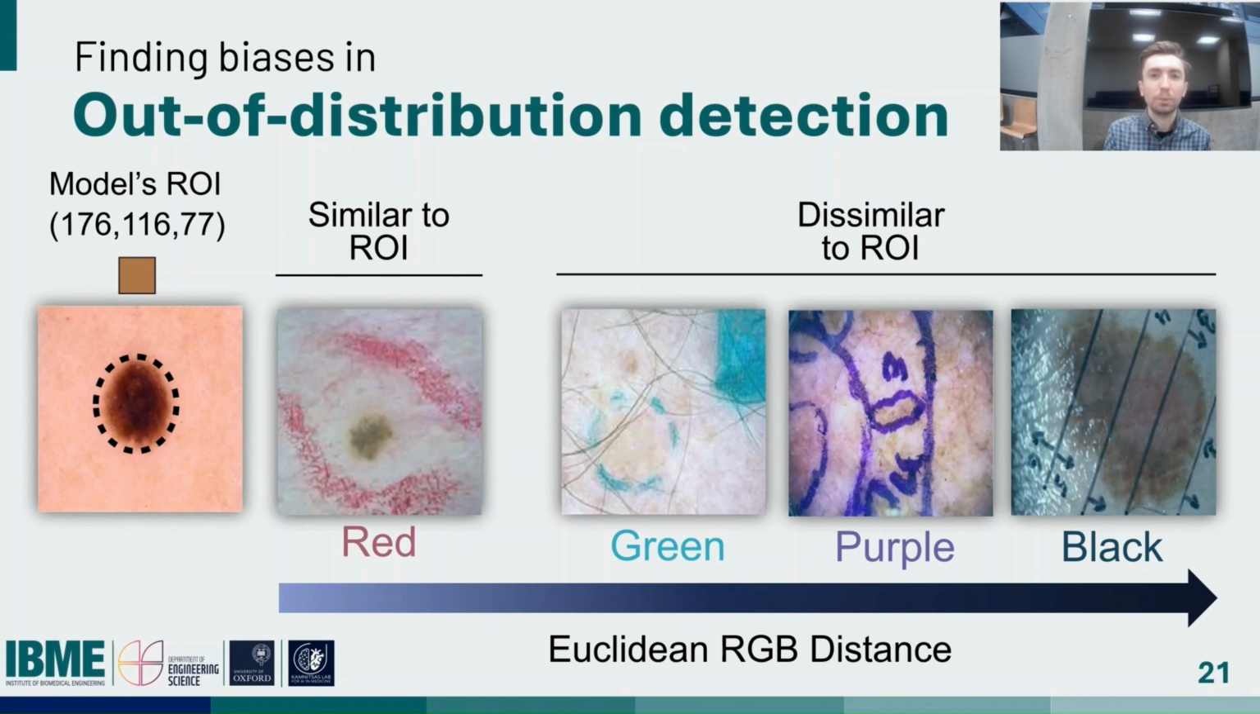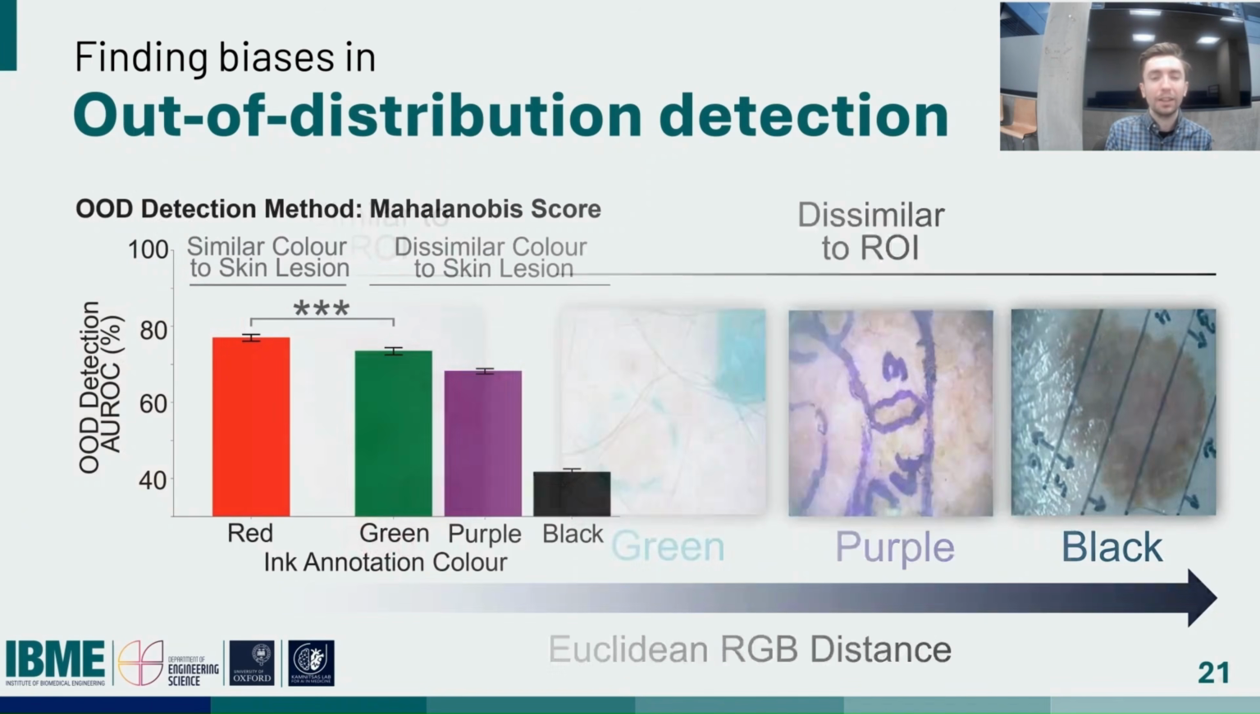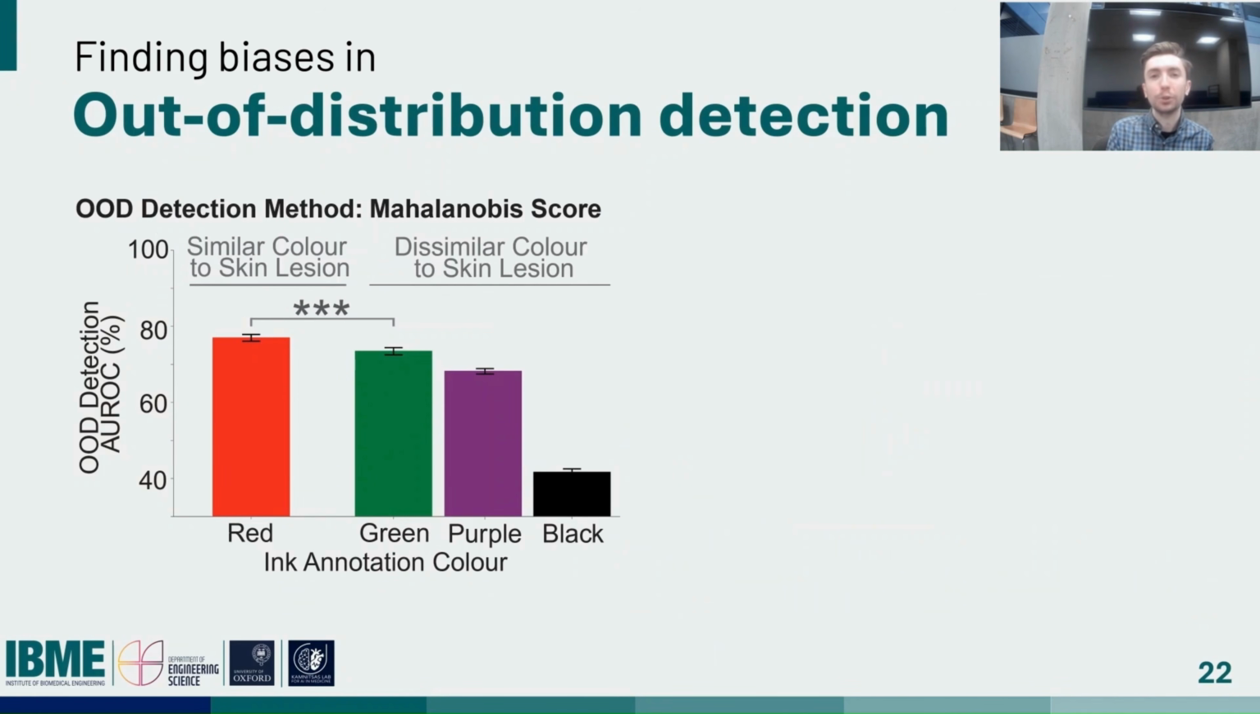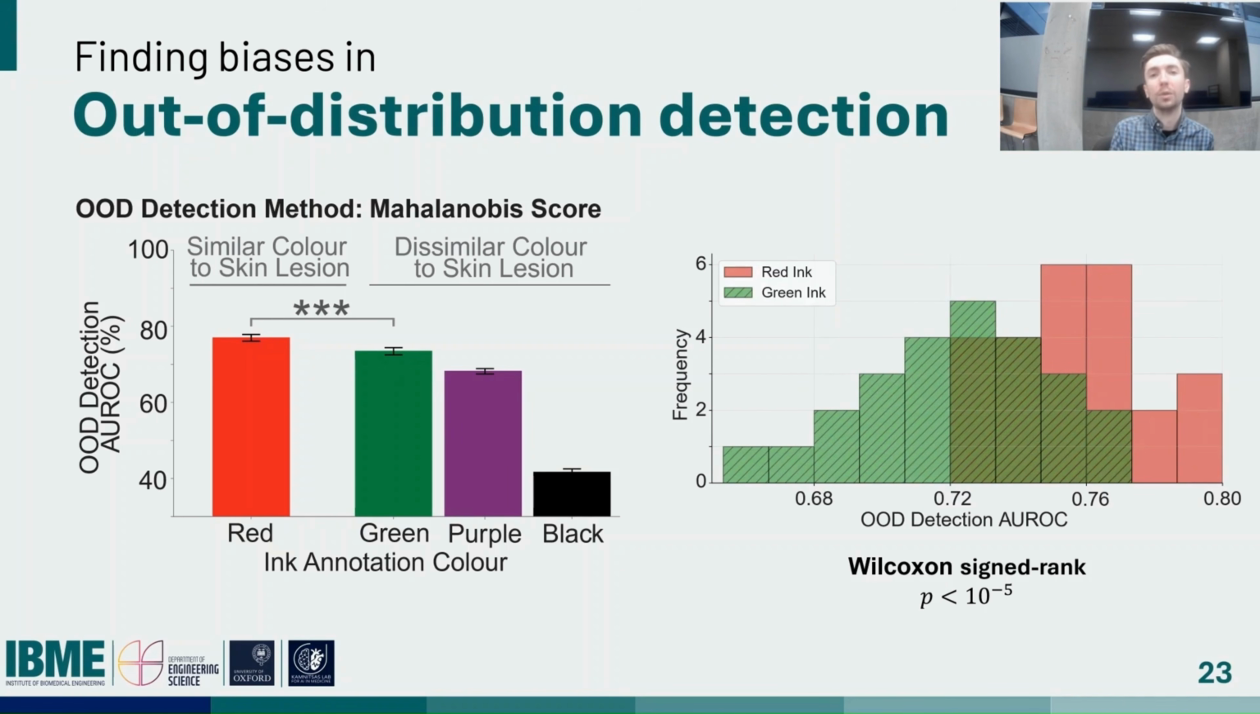What we can then do is apply OOD detection on each of these colors separately. So here are some results. Here is a method called Mahalanobis score for 25 seeds for our ResNet 18 primary model, where the y-axis is showing the OOD detection AUC. And what we find here is the red ink has a much higher AUC than green, purple, and black, so it's much easier to detect. Here, the three asterisks represent that the p-value is less than 1 times 10 to the minus 3.